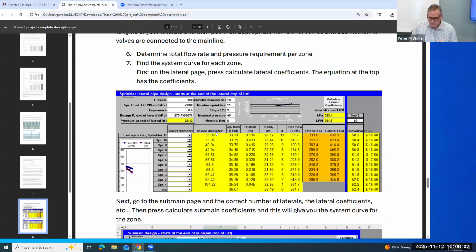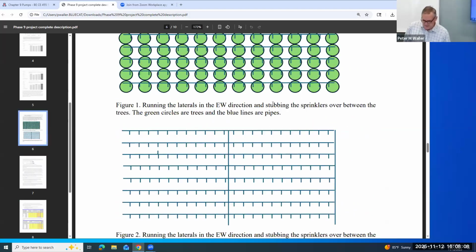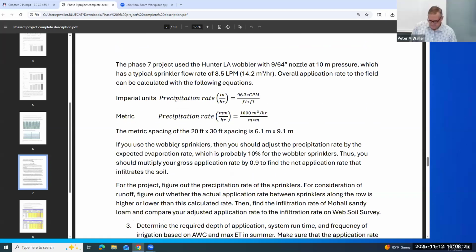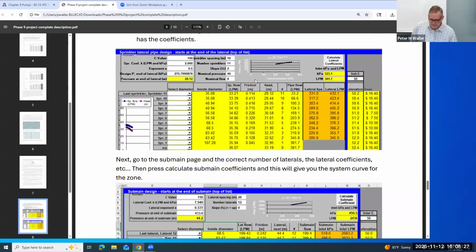Anyway, what you do, you design your lateral here. This is where you'll specify how big each of these pipes are, like 1 inch, 1 inch, 1 1/4, 1 1/4, and up to 2 or 2.5. And then starting this way also, 1 inch, 1 inch, 1 1/4, up to 2. Okay. And that would be your lateral.